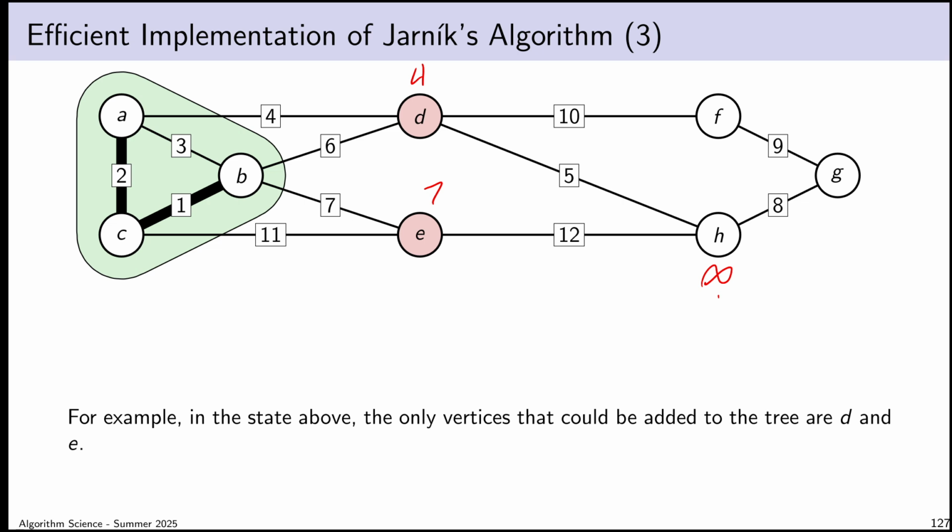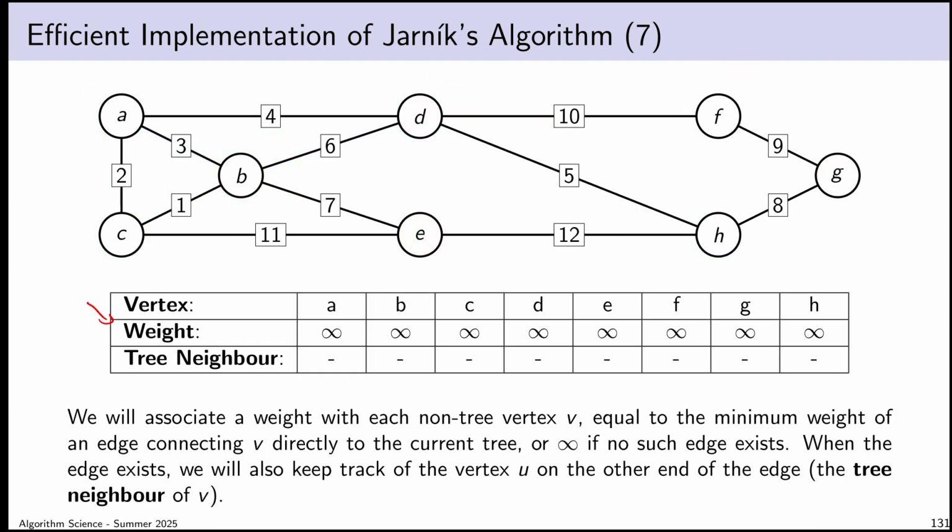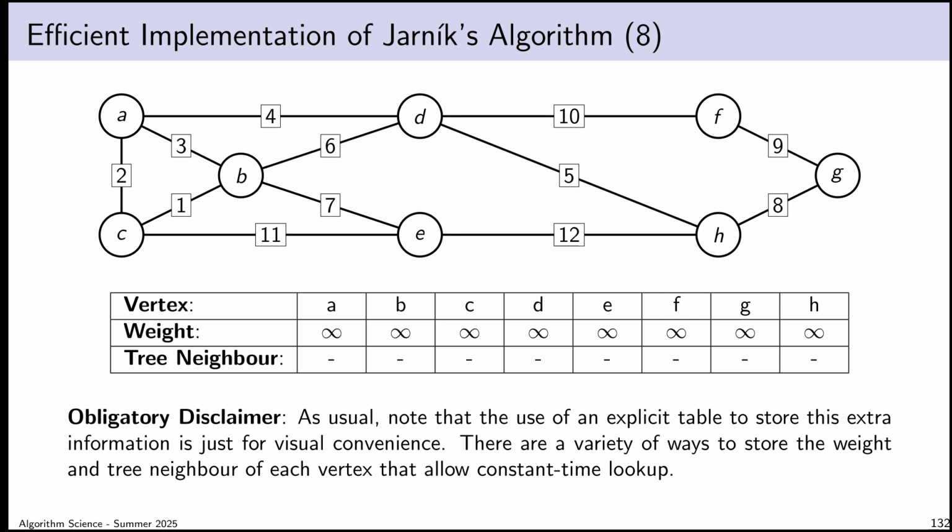The other thing I need to keep track of is, suppose I do bring vertex E into the graph. How would I do that? Well, I'd bring it in along the edge EB. So vertex B is special here. It gets to be E's tree neighbor. It is the vertex in the tree that connects that vertex along the best edge to bring it into the tree. So I want to track those two pieces of information: the weight of the vertex, which is the weight of the minimum weight edge that connects that vertex to the tree, along with its tree neighbor, which is the vertex at the other end of that minimum weight edge.